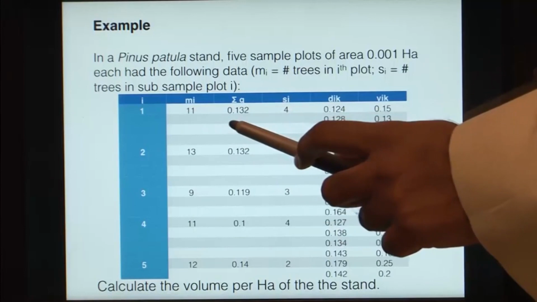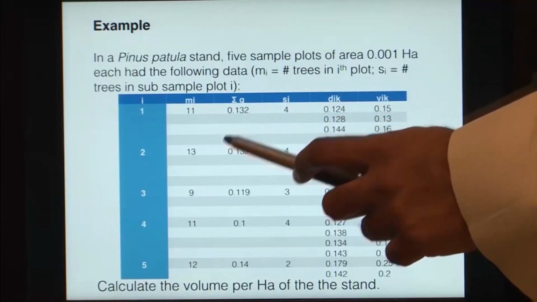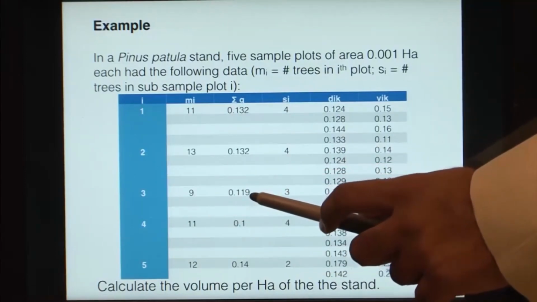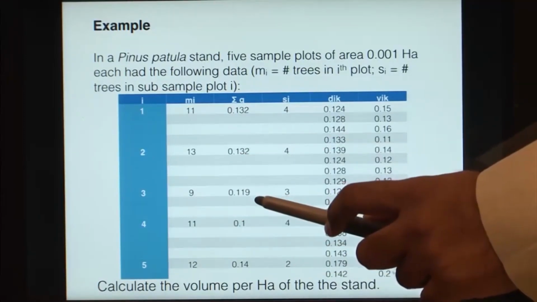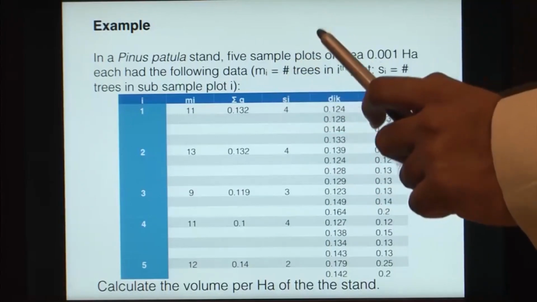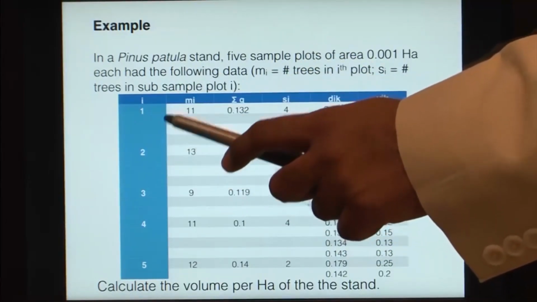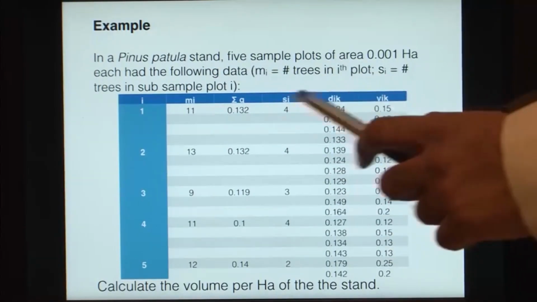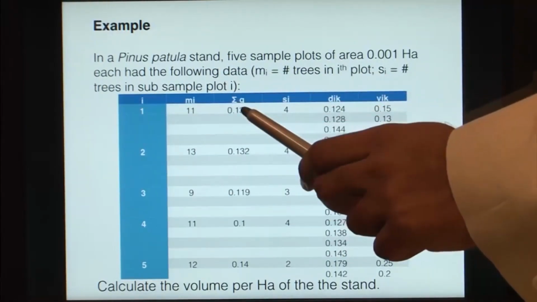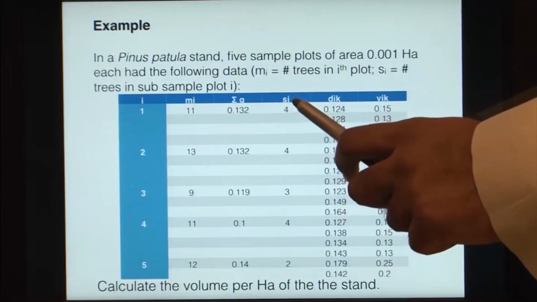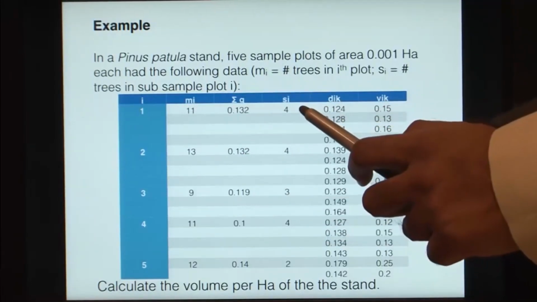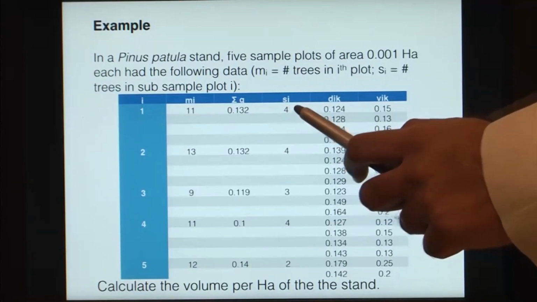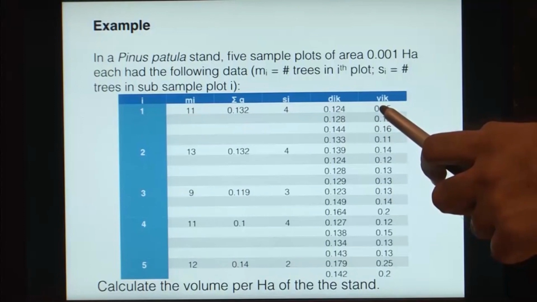So, here for 11 trees the basal area sum is 0.132, for 13 trees here also again it is 0.132, for 9 trees it is 0.119 and so on. Now, in each sample plot you can find out a sub sample plot. So, Si tells you the number of trees in the sub sample plot I. Out of these 11 trees you have taken 4 trees for your sub sample plot, and for those 4 trees the diameter and the volume are given.